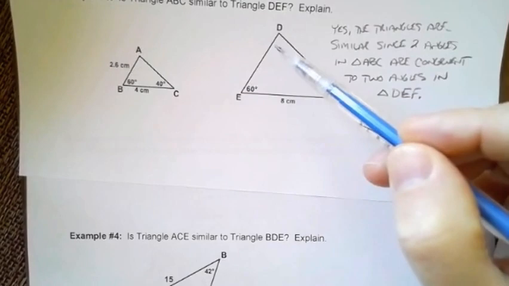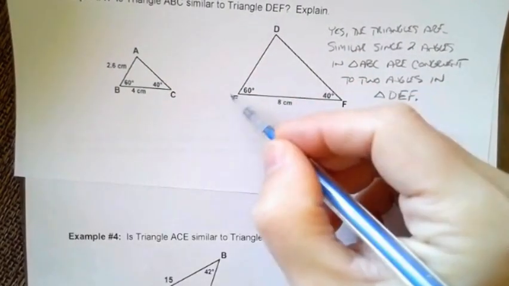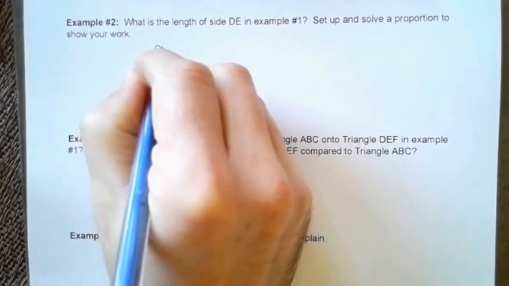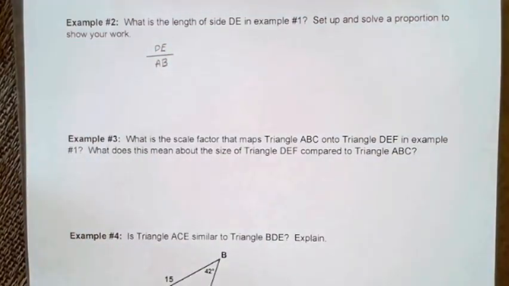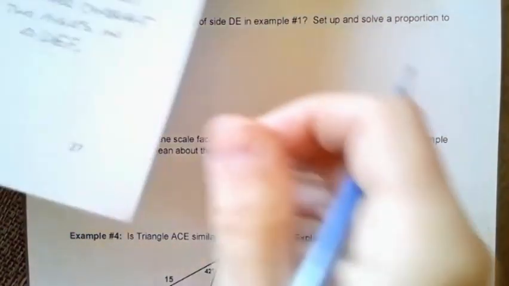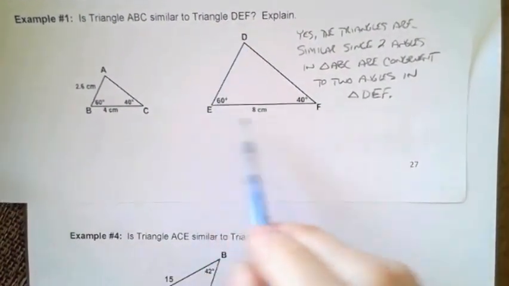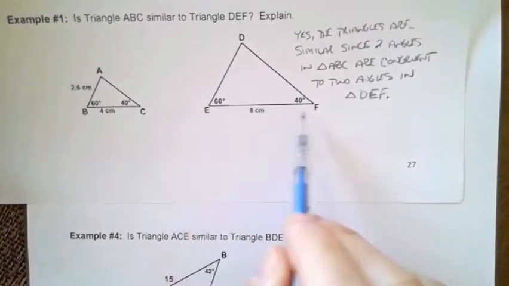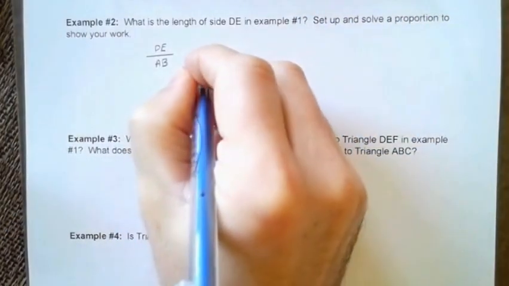In order to do that, I'm going to have to set up a ratio of corresponding sides. DE corresponds to AB in my picture. So one ratio that I can set up is DE over AB. And looking at my triangles again, on the triangle that has DE, I know side EF. EF was 8 centimeters. EF corresponds to BC, so I can use that as another ratio.